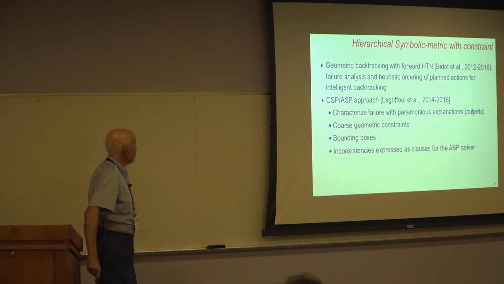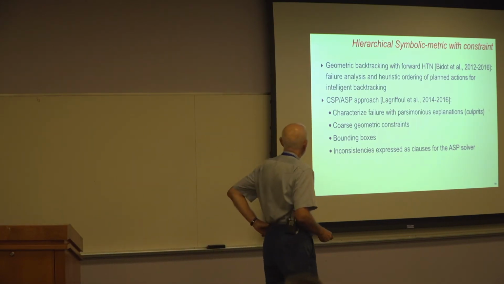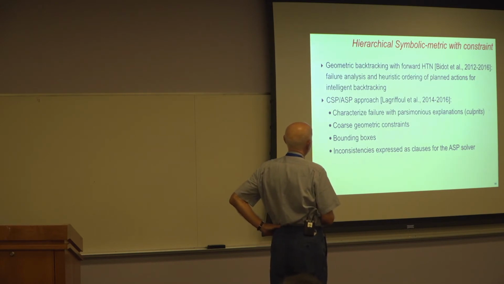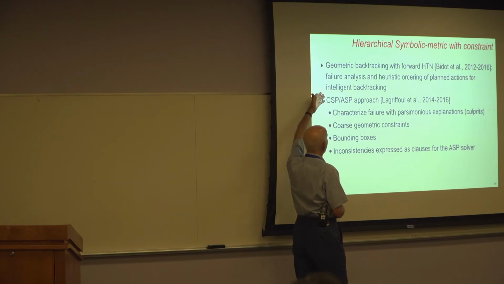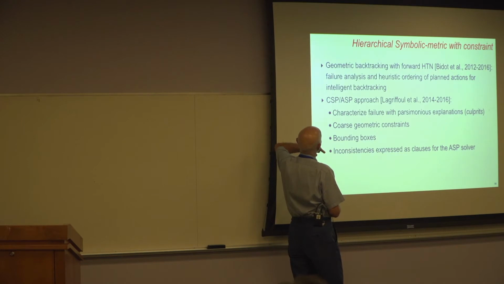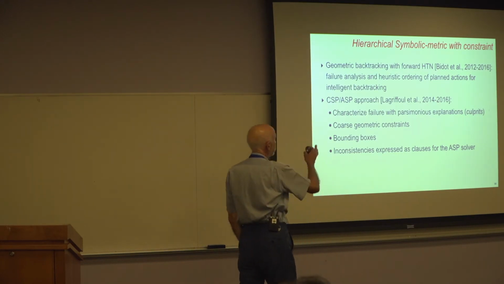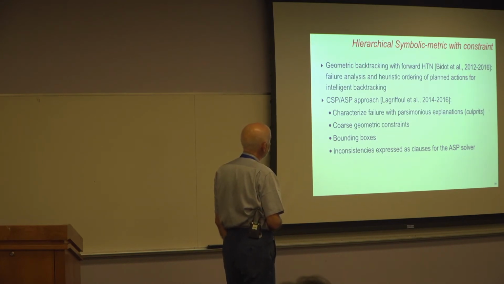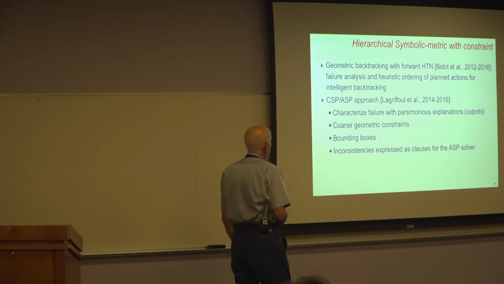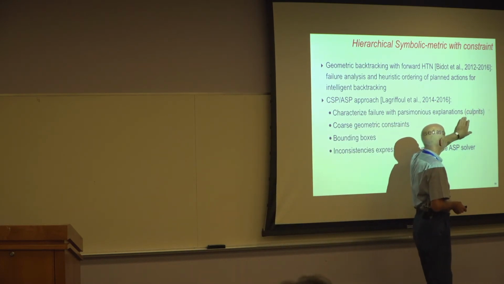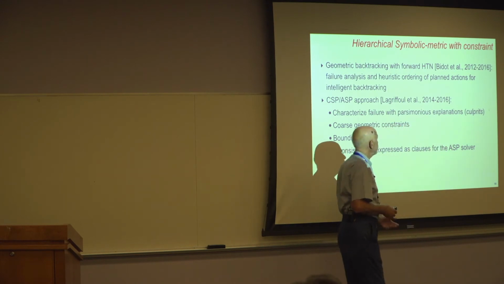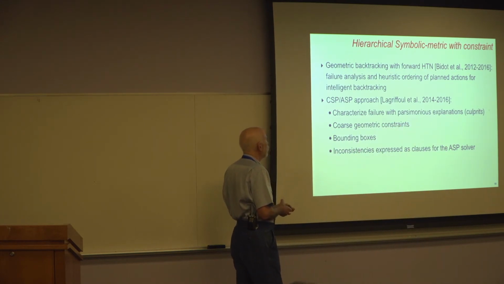So here you do geometric backtracking with a forward HTN planner, and you perform failure analysis and heuristic ordering of planned actions for intelligent backtracking. And you do that in the case of the extension CSP-ASP by the same group. This is Bidot and Lagriffoul from Örebro, to characterize failure with techniques of diagnosis, which is finding possible culprits. This is a parsimonious explanation of what happened in a failure.